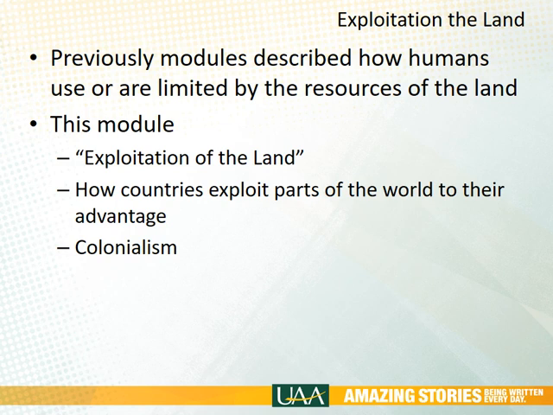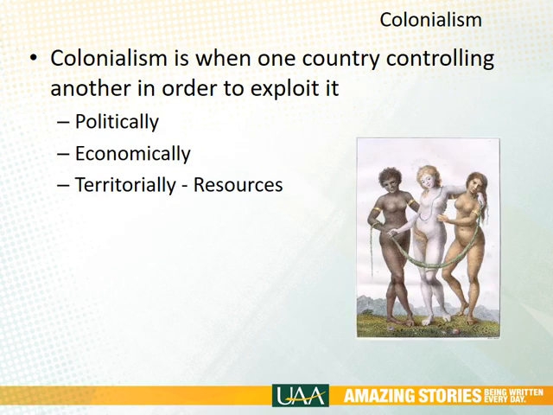In previous modules, we really talked about how humans use or are limited by resources. In this particular module, we're going to be talking about how the land is exploited, particularly how countries exploit parts of the world to their own advantage through colonialism and all the various things that are colonialism. So colonialism can mean many different things, but generally it means when one country is controlling another in order to exploit it for political ends, economic ends, or some sort of territorial ends, generally to get resources.